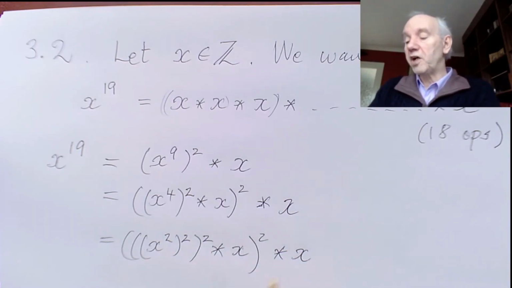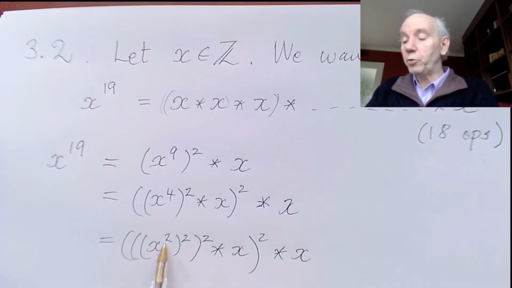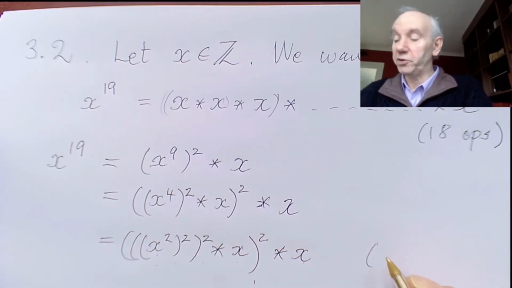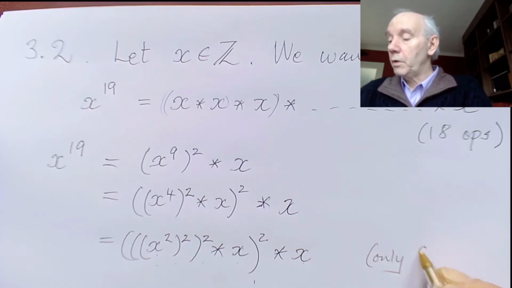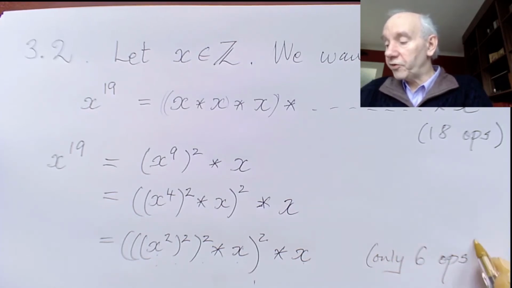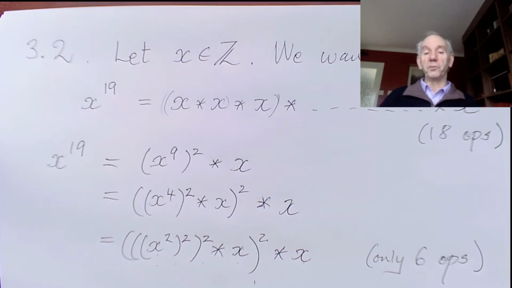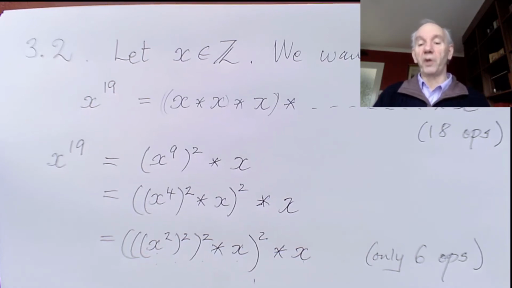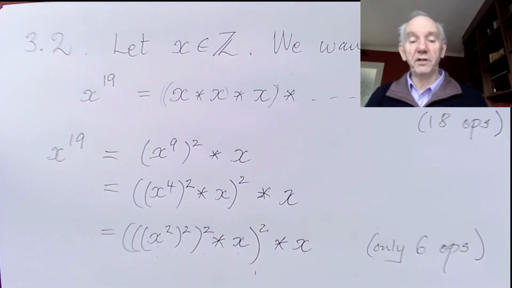How many operations have I used here? I've started with x, whatever that may be. I've squared it, that's one operation. Squared again, 2. Squared again, 3. Multiplied by x, 4. Squared, 5. Multiplied by x, 6. So that's only 6 operations, 6 multiplications effectively, because a squaring is a multiplication. So I can compute x to the 19 with 6 operations, and if you have to do that on a mobile phone, that would be much quicker.